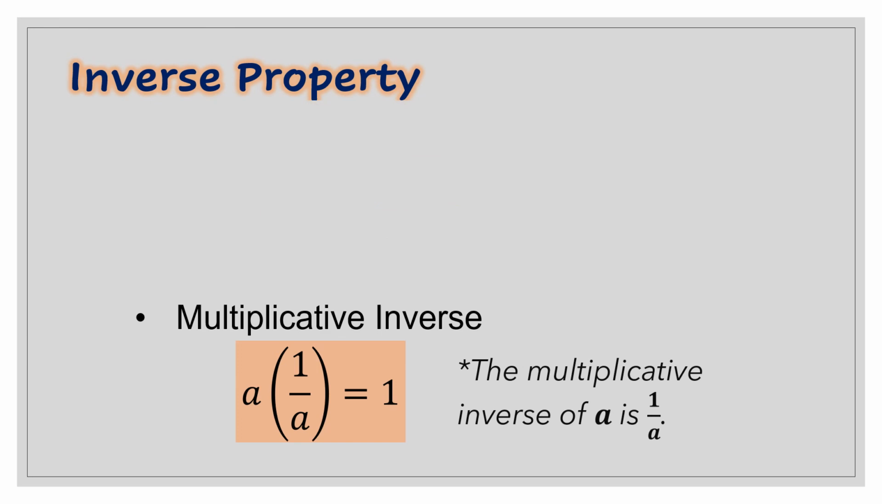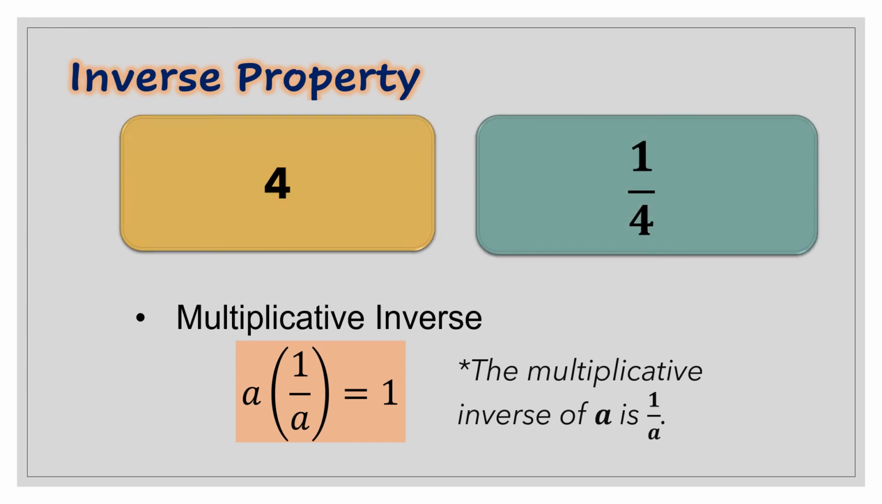Okay, so, sa property, it says that if you have A, the multiplicative inverse is 1 over A. Pag minultiply mo ang number at ang kanyang multiplicative inverse, the result is 1. Okay, so, ganun din, kung meron kang 1 over A, ang multiplicative inverse nito is A. Example, if you have 4, the multiplicative inverse is 1 over 4 or 1/4.